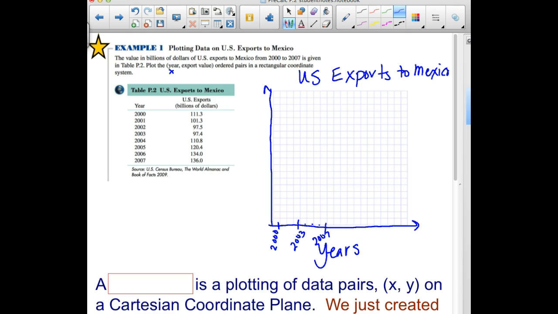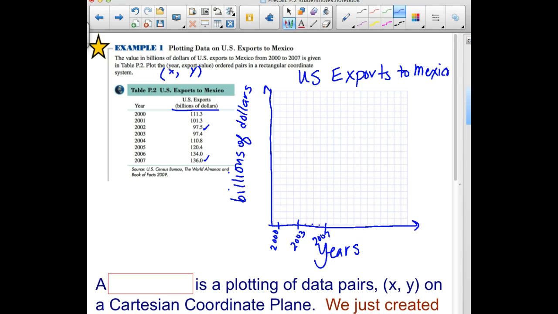Then it says our y value should be our export value. And that is the U.S. exports in terms of dollars, but billions of dollars. So over here we would want to say billions of dollars. And then it's a matter of figuring out some tick marks or increments for the y-axis scale. We are looking at values anywhere from a little over 97 up to our highest one looks like about 136.